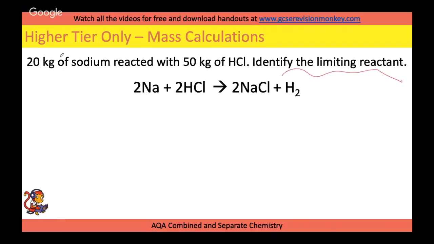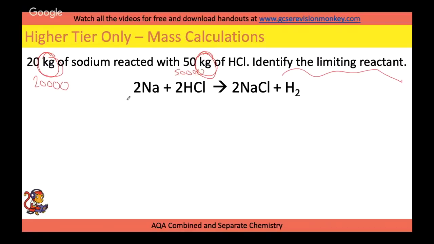Now I would recommend converting these ones to grams first of all, because in last year's exam you lost a mark if you didn't do a limiting reactant question in grams. So first of all, I would recommend converting these. Don't forget kilo is times 10 to the 3, so it's timesing it by 1,000. So you'd have 20,000 and you'd have 50,000.